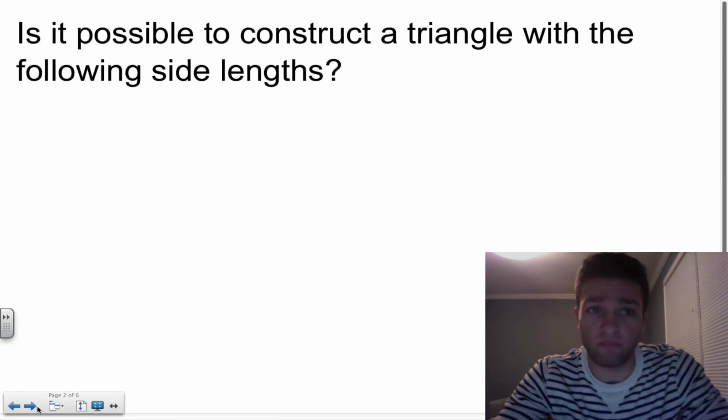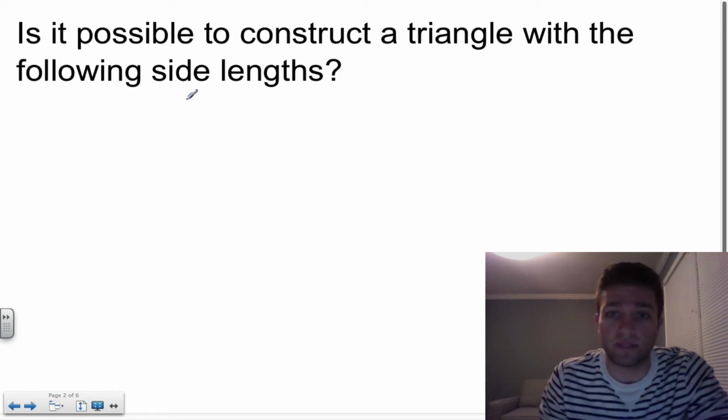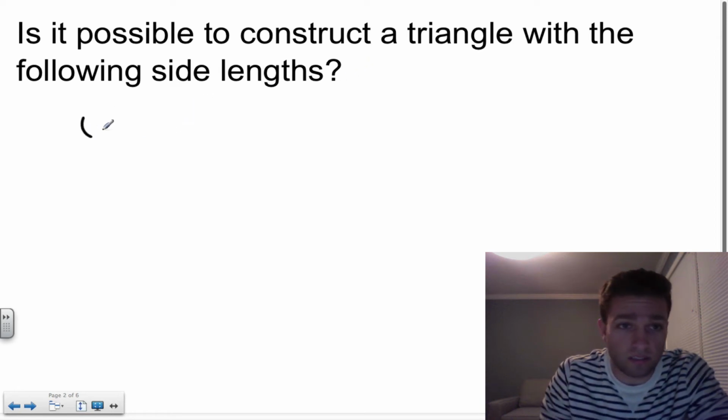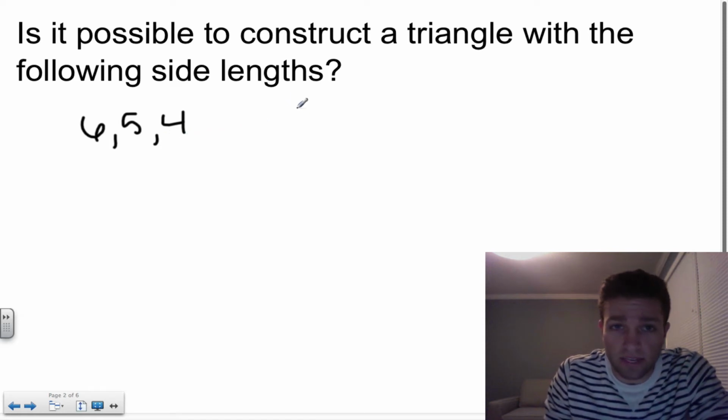This is actually a very easy concept. Is it possible to construct a triangle with the following side lengths? Let's use 6, 5, and 4. Is it possible for these three side lengths to be the side lengths of a triangle? Well, to test it out, I need to add them together and see if they're greater than the other side.